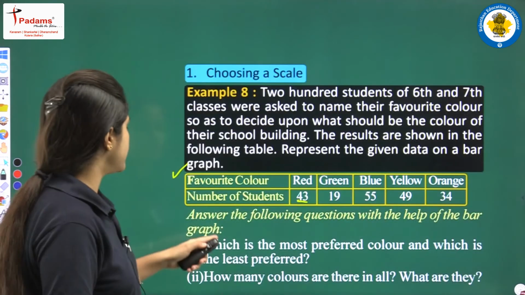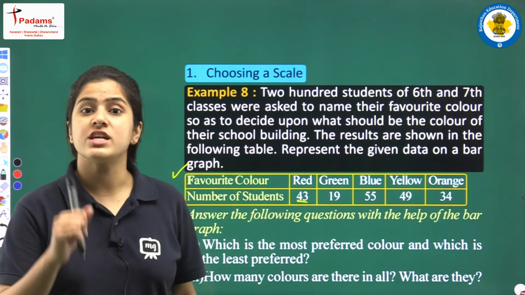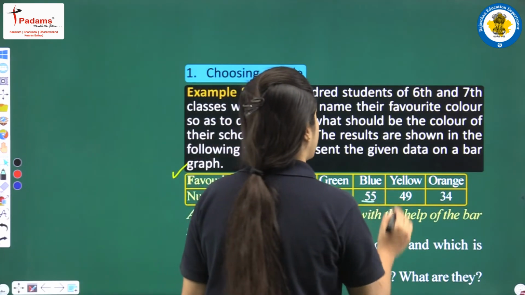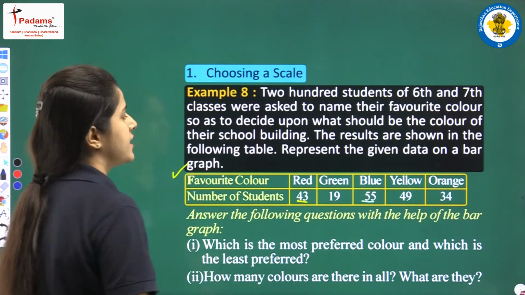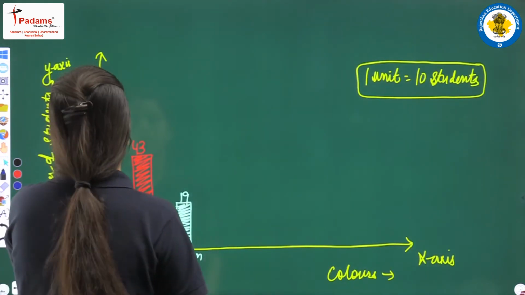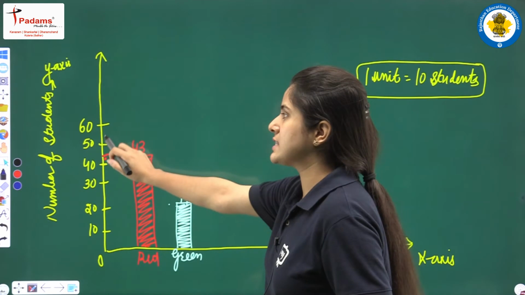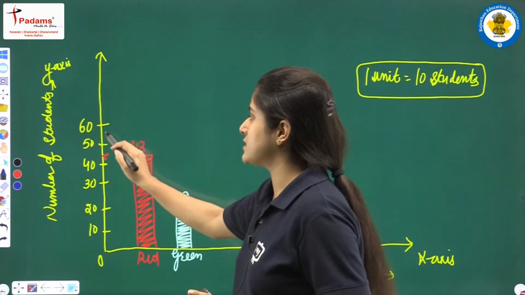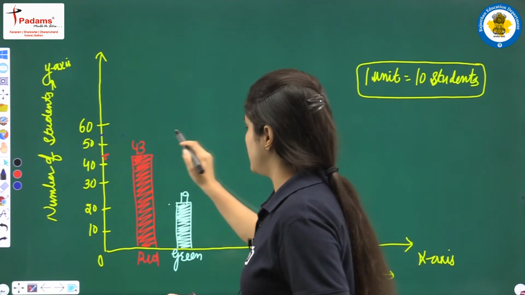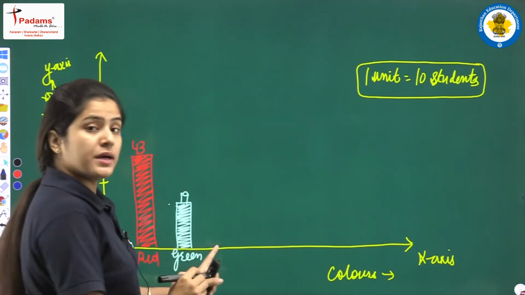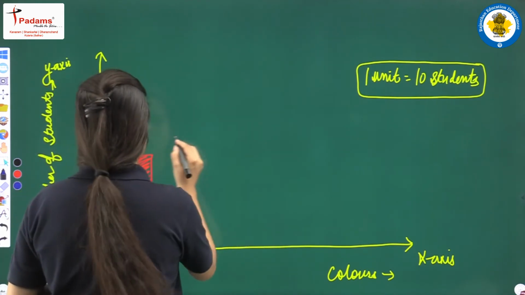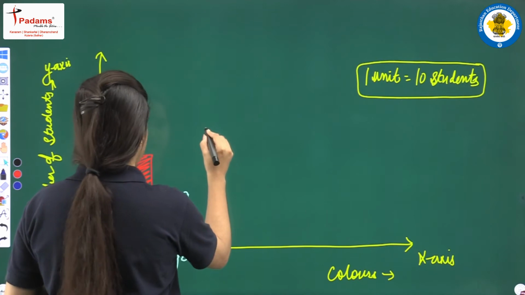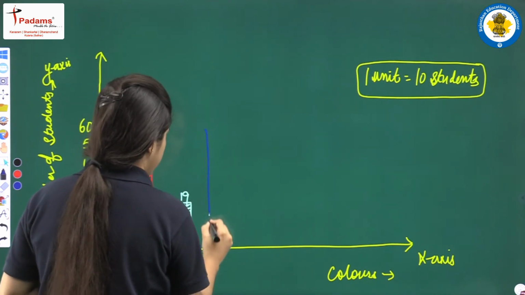Next color, students, it is blue. 55 students have the favorite color blue. Now have a look. Blue, 55. Now students, 55 is lying between 50 and 60, right? Somewhere here. So the interval and the gap should be the same, students. Now 55, so it will be here only.